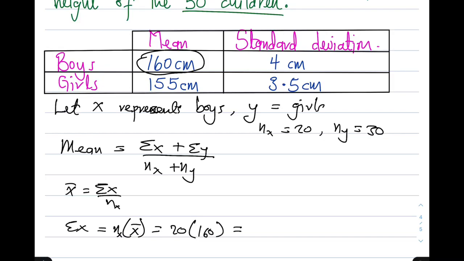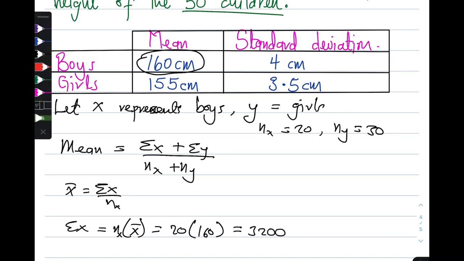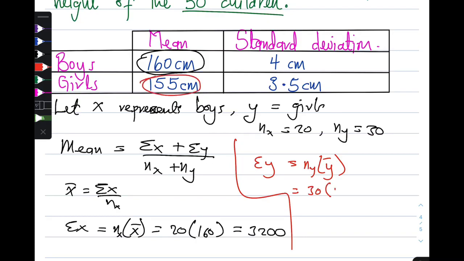So I can now say that when you multiply the 20 by the 160, you should get 3,200. Now I'm going to do the same thing for the girls. I'll call that one the sigma y. So sigma y will be equal to ny times y bar, not x bar. The girls are y bar. So that will be 30 times the mean for the girls, which is 155.